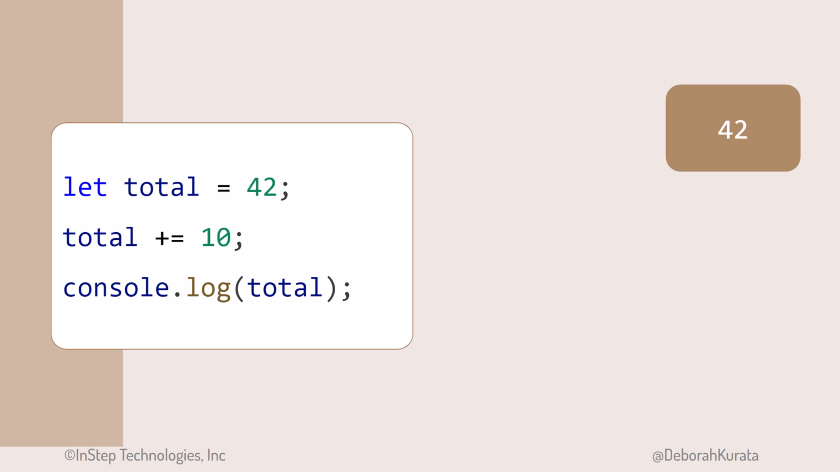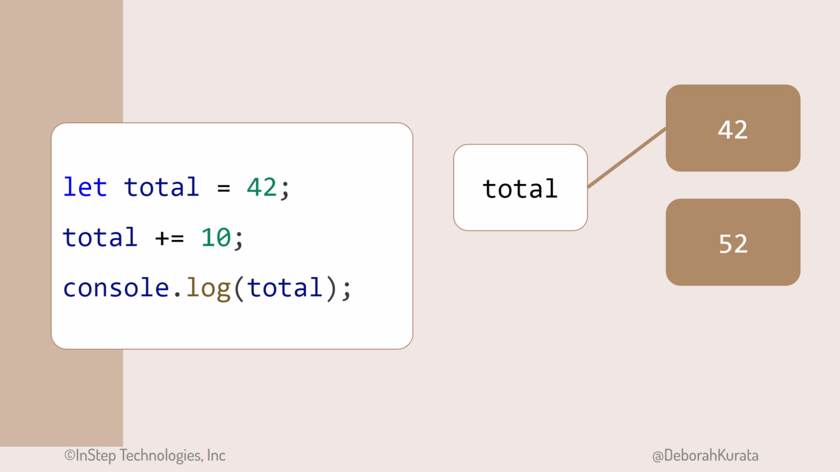Here's another example with numbers. The code creates the number 42 and assigns it to the total variable. When we change the number, the code creates a new number and the variable total is reassigned to this new value. The original value remains unchanged. So primitives are immutable by default in JavaScript.